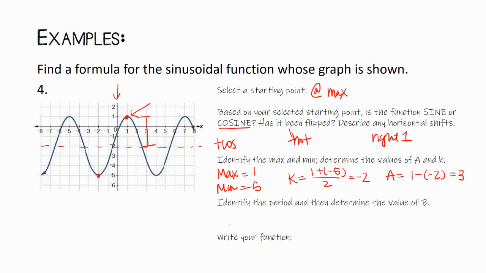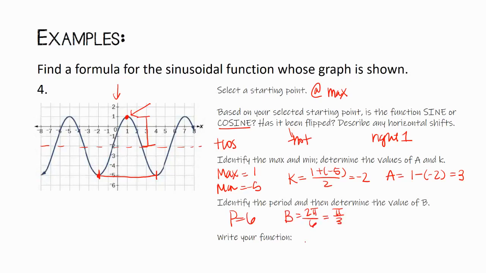So the period of this graph, you can always go from max to max, mid to every other midline, right? Because if you're riding the Ferris wheel, you're going to be half the distance to the ground every half a turn, or you can go from the minimum to the minimum. So I'm going to go from here to here and then just count the horizontal units, and that would be 6. So then your B value would be 2 pi over 6 or pi over 3.